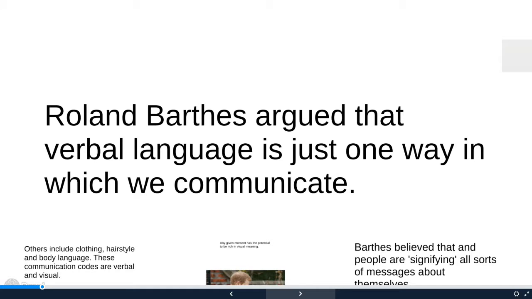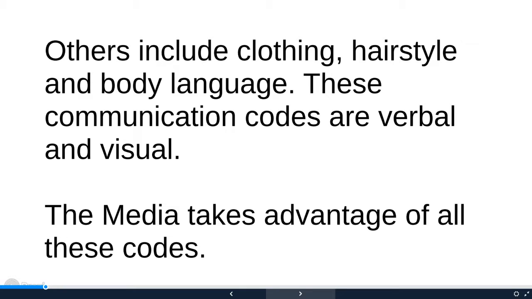Here's old Roland Barthes. He argued that verbal language, like I'm doing right now from my mouth, making sounds in particular orders down this microphone into the computer, up to the YouTube satellites and back down again through the speakers into your ears, that verbal language is just one way in which we communicate. Our language and our communication is rich. It's beyond just language. And semiotics looks at this, and the media in particular takes great interest in using these different ways of communicating to connect with its audience.